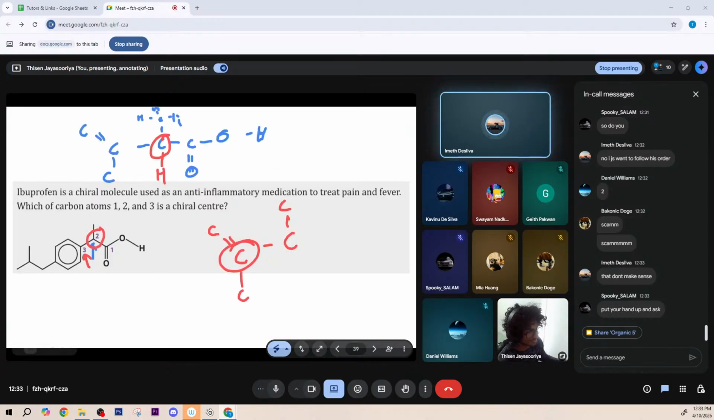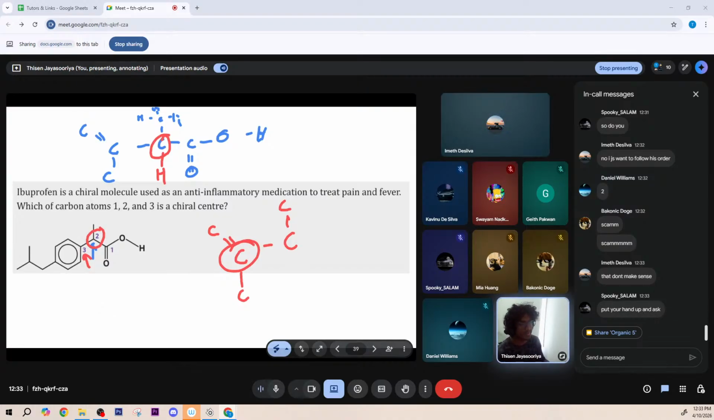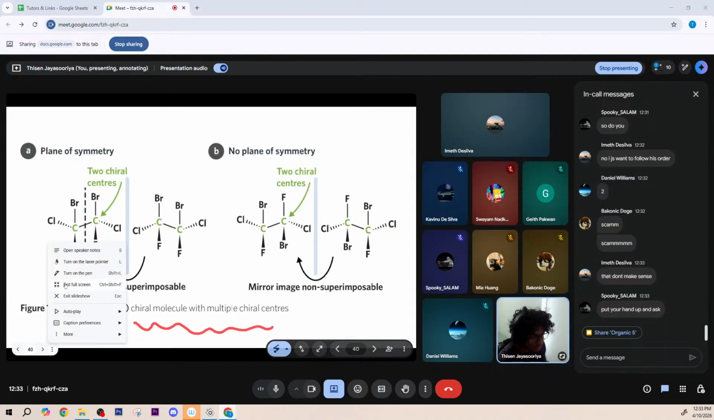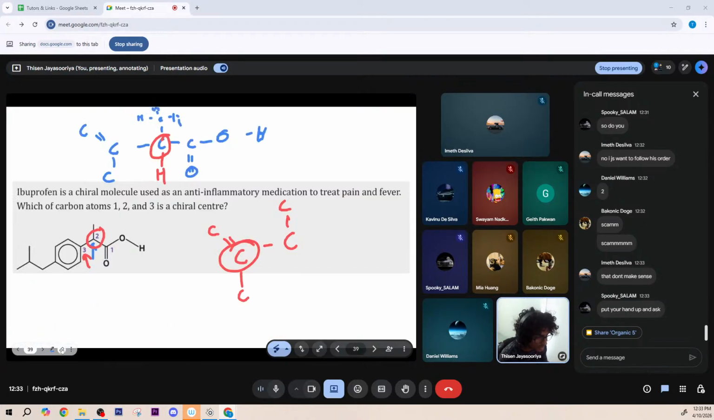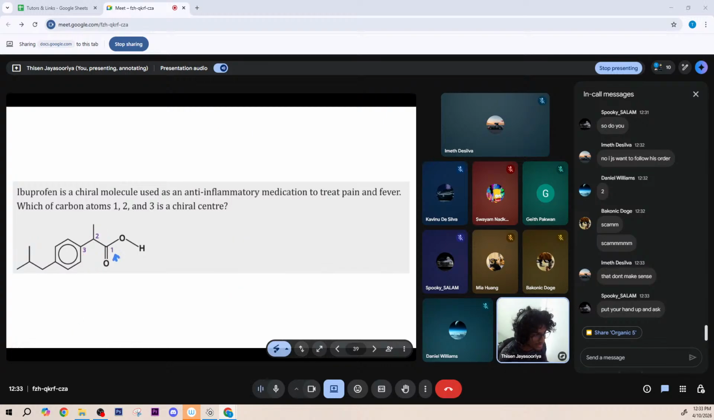Like how 3 is not the, what was it? Number 1 is not the chiral center, whereas 2 is, because 2 is similar to the one that's below that, and so is 3. But 1 doesn't. One is not bonded to 3 distinct groups. It only has 2 bonds. Yeah, so 1 only has 2 bonds. It needs to be bonded to 4 distinct groups.